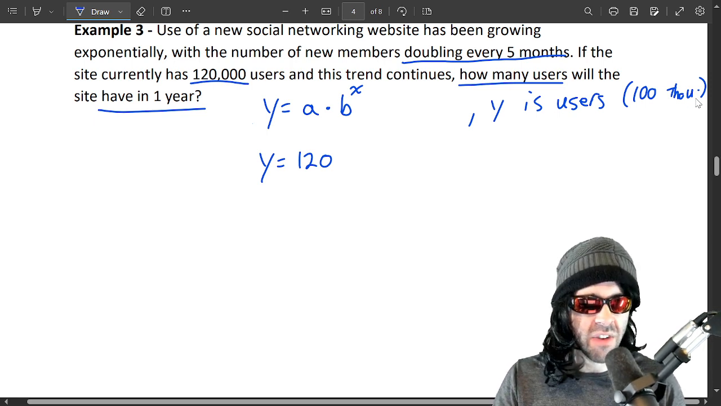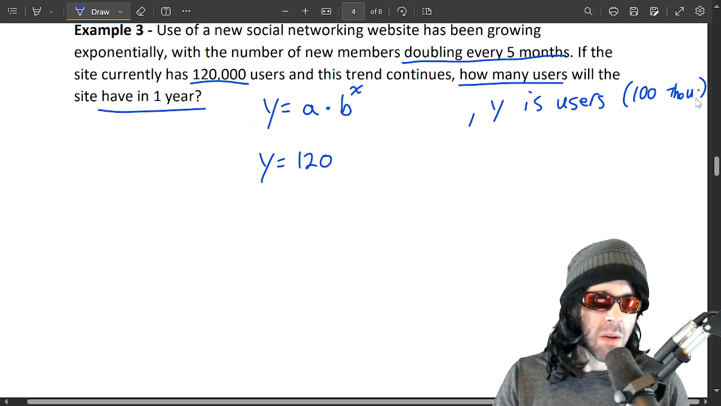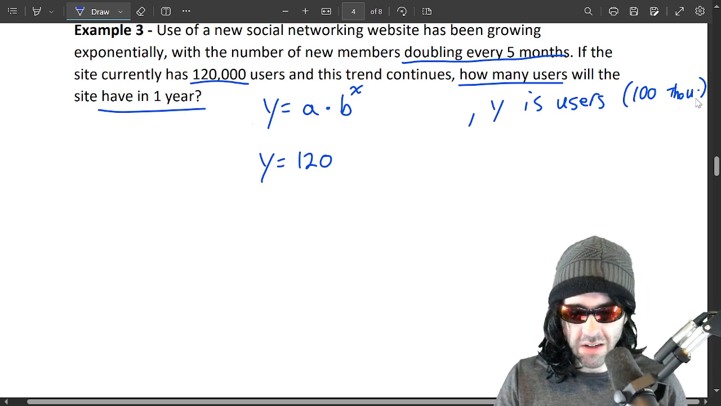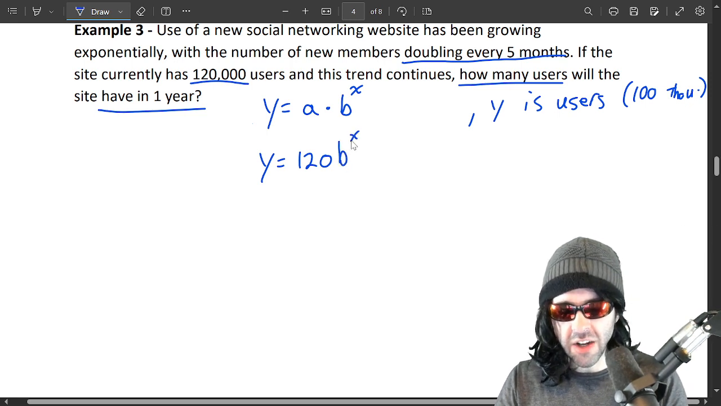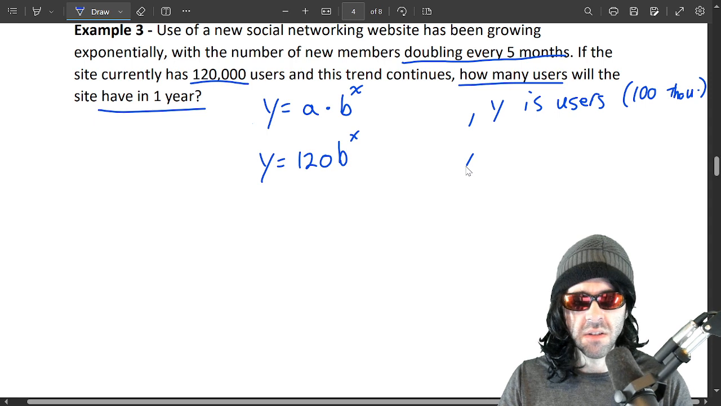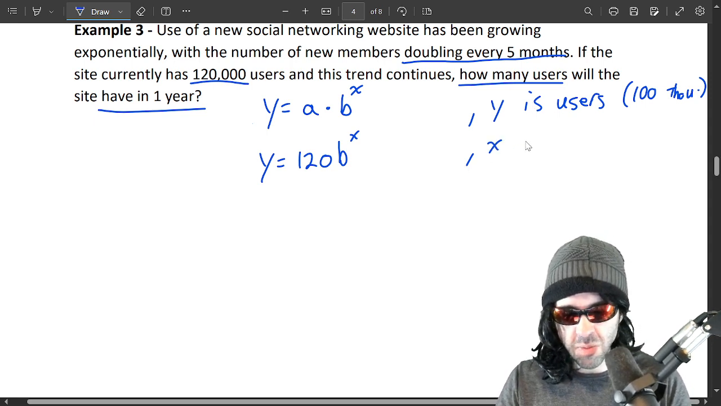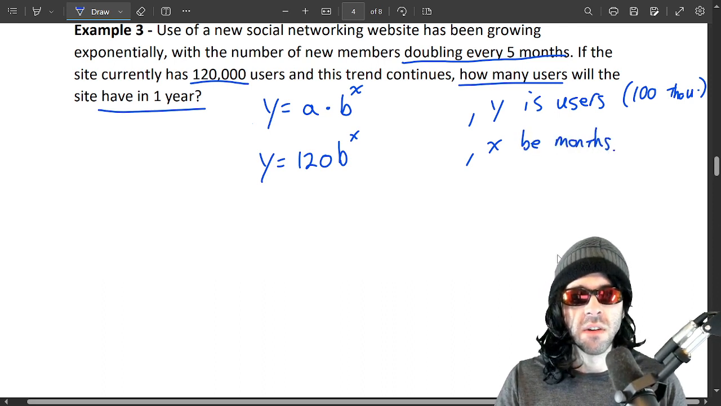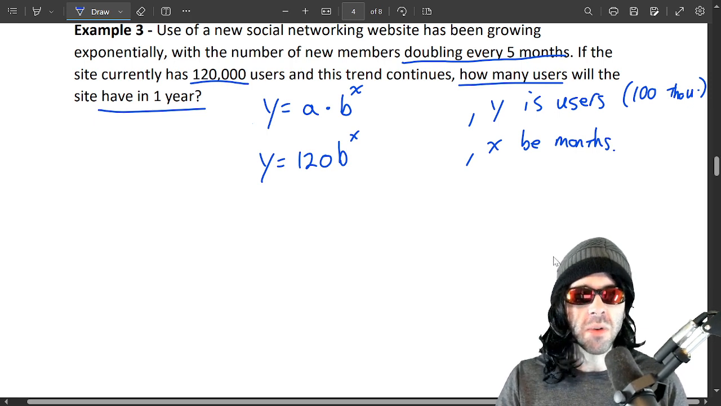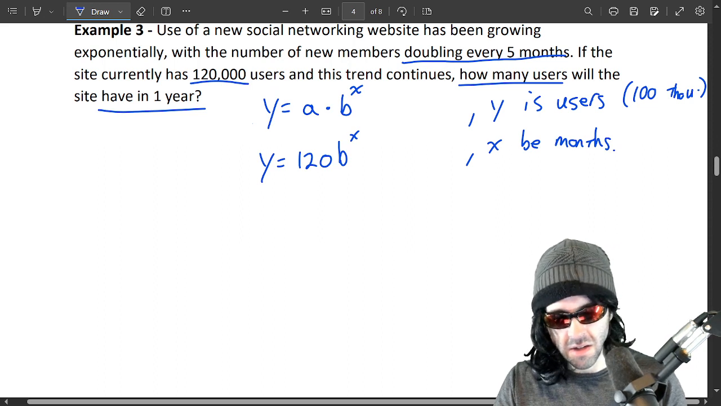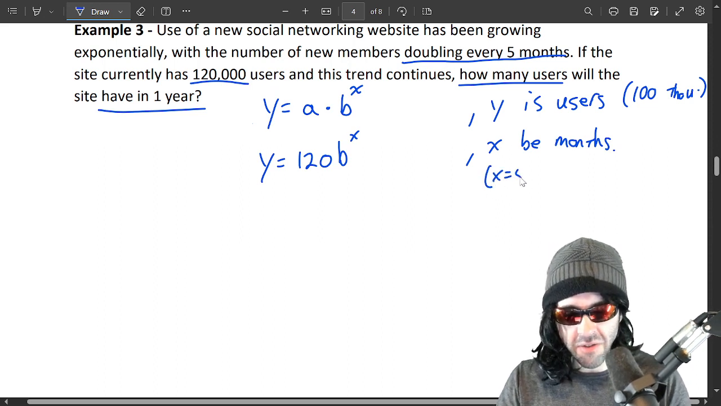Okay, what's our growth rate? We know we're doubling every 5 months. But that doesn't exactly tell us our growth rate. And should x be months or years? It's your choice. Okay, let's have x be months. That way we don't have to do fractions. So I know that in 5 months we're going to be doubled, right? So we know when x is equal to 5, y will be 240.